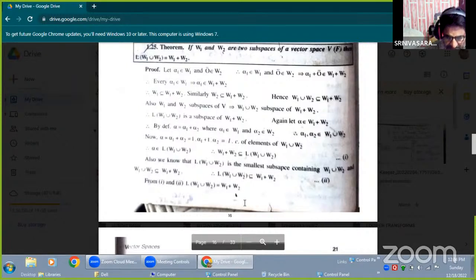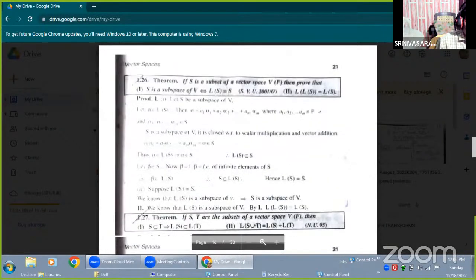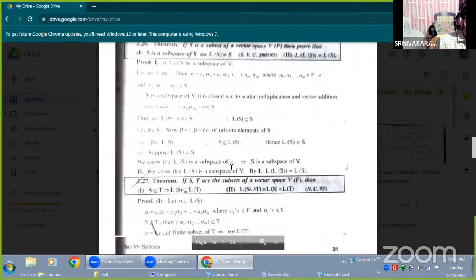So W1 plus W2, L of W1 union W2, L of W1 union W2 is contained in or equal to the sum of the subspaces. That's it. Next theorem. You just have to see and refer.